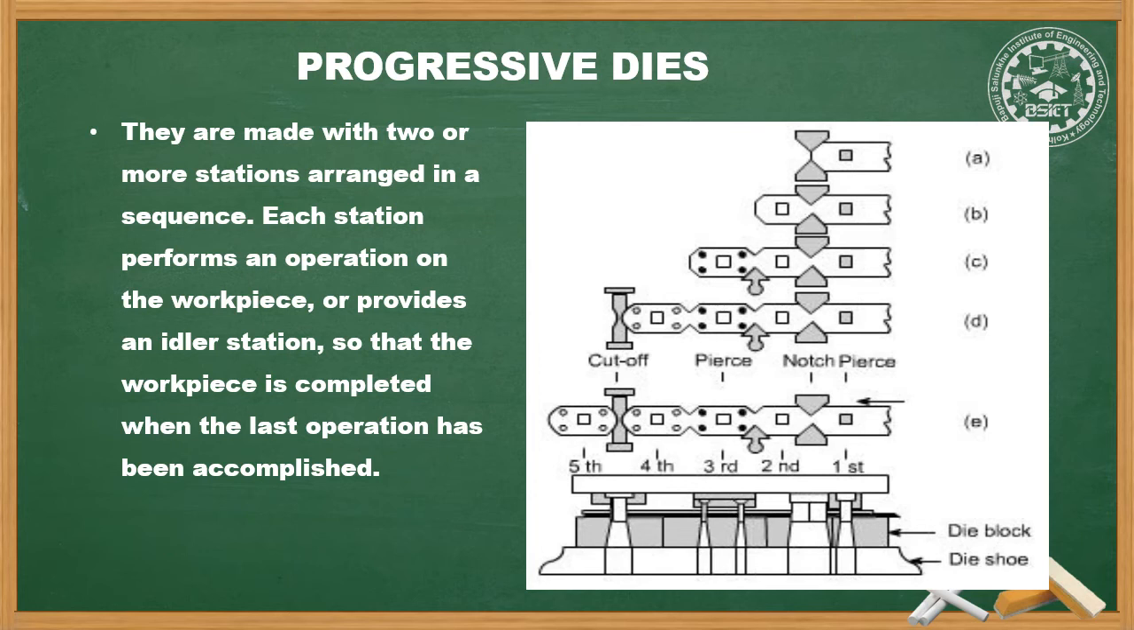Alternatively, special pilot holes are pierced in the scrap part of the stock in certain special cases where blanking needs to be done first. Progressive dies are used where higher production rates are desired and the material is neither too thick nor too thin. Their use helps in cutting down the material handling cost and increases the production rate.